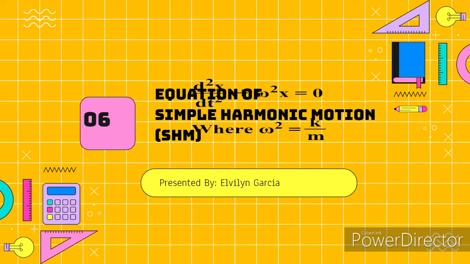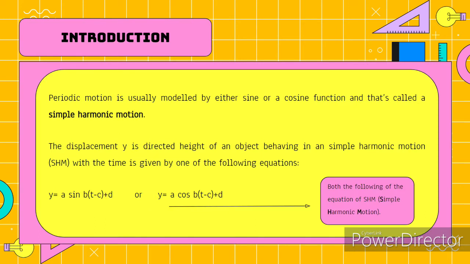Equation of Simple Harmonic Motion, or SHM, by Elvilyn Garcia. Periodic motion is usually modeled by either sine or cosine functions, and that's called simple harmonic motion. The displacement y, or height or length, of an object behaving in simple harmonic motion with respect to time t is given by one of the following.